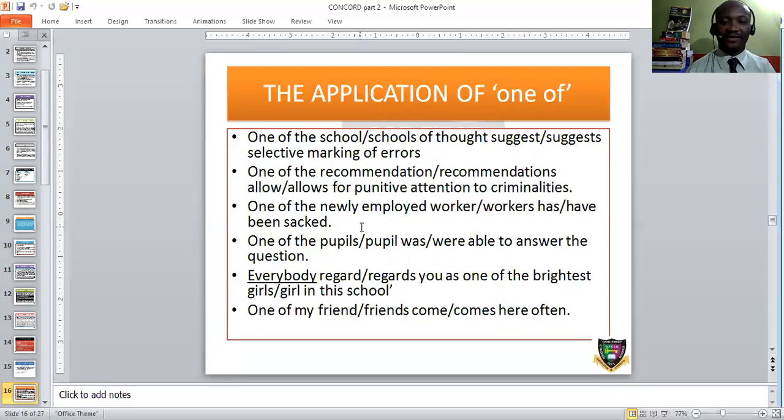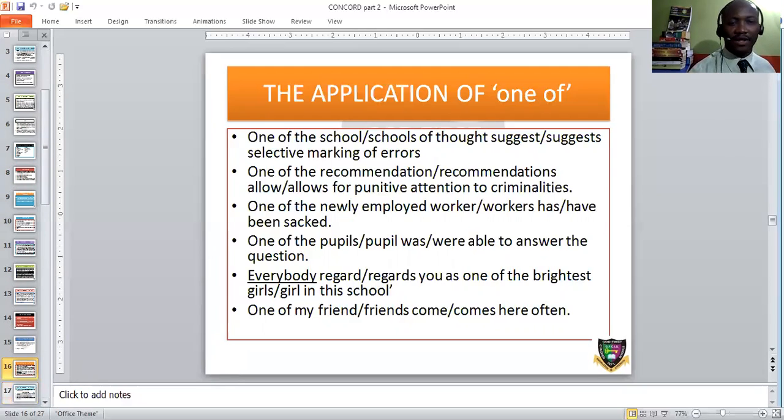One of my friends comes here. Sometimes you see one of my friends are here. One of my friends, no, it's not. It's one out of many of your friends. One of follows a plural noun and a singular verb. He comes here. That one of your friends is the one that comes all the time. We can't say come here.